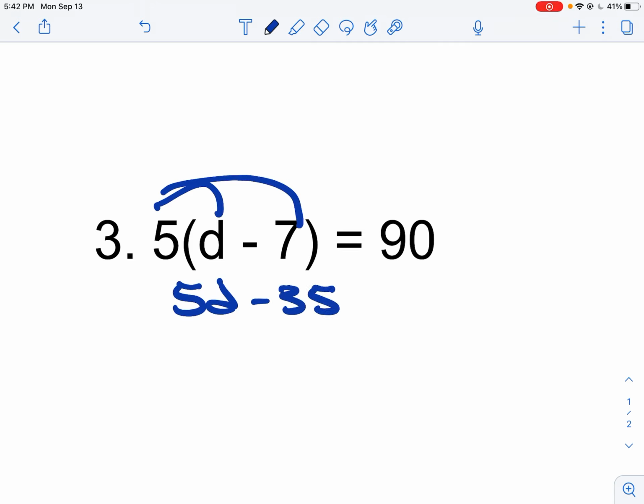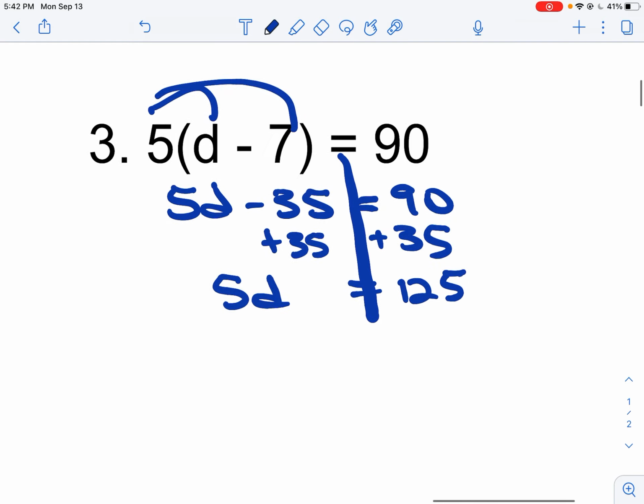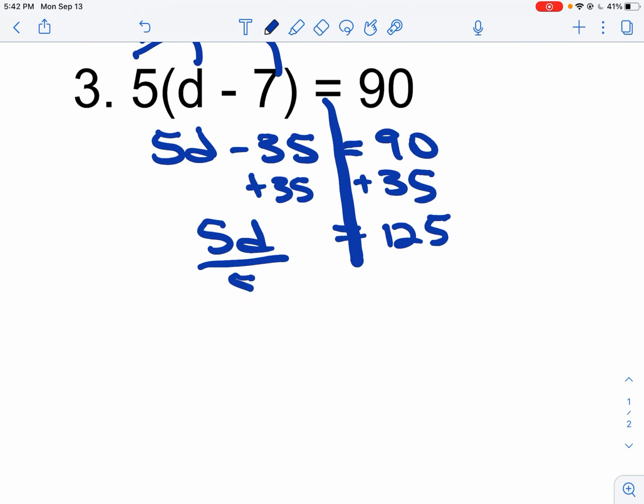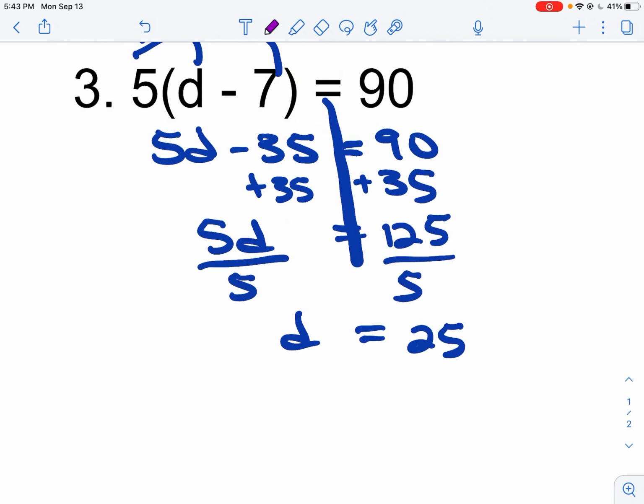Okay, so I did multiply through here. I get 5d minus 35 equals 90. I add 35 to both sides of the equal sign. I get 5d equals, let's see, that's 125. I divide by 5. 5 goes into 12 2 times, 25 times.